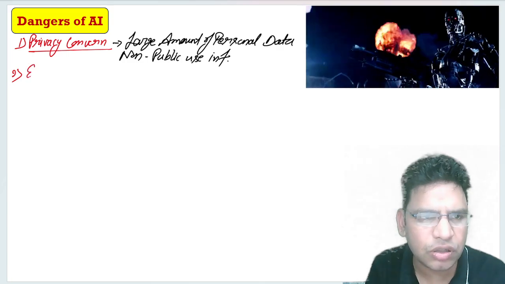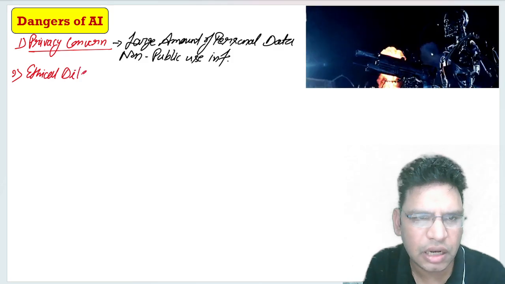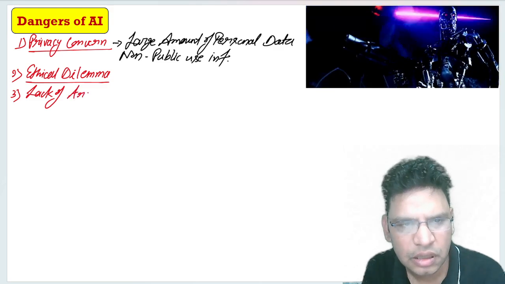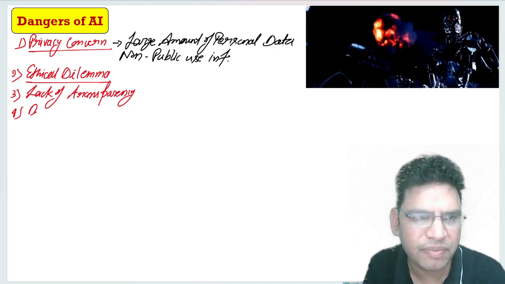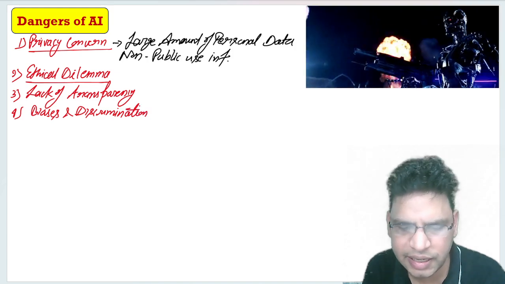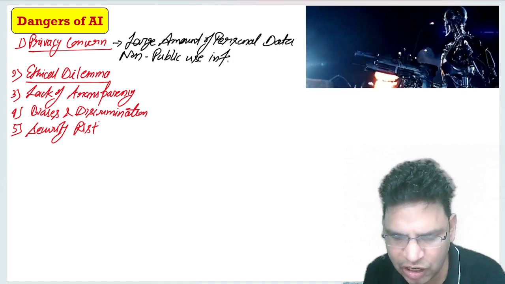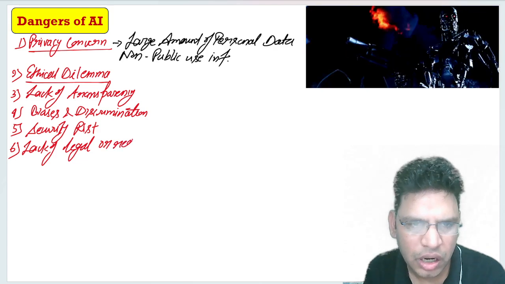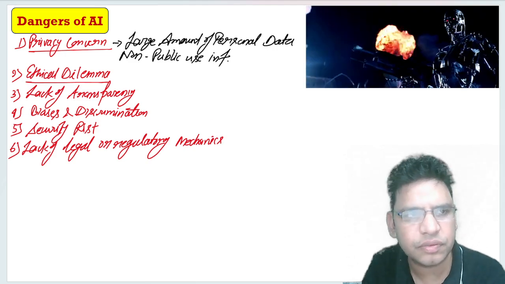Second, there is an ethical dilemma with AI tools. Then there is lack of transparency. Then it comes with biases and inbuilt discrimination. AI also comes with some kind of security risk, because there is lack of a legal or regulatory mechanism. There is no such mechanism so far.